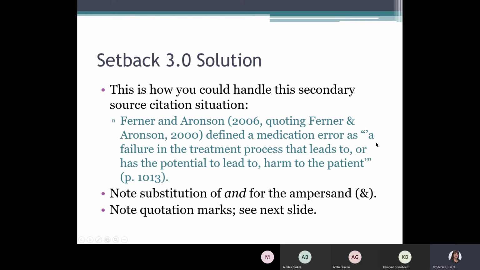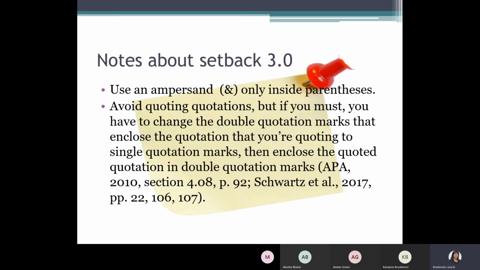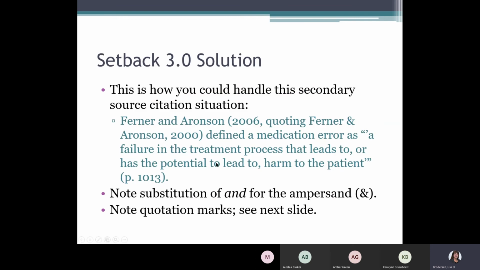All right, now I want you to pay attention to what I did with the quotation marks, because when you quote a quotation, you have to make some adjustments to the quotation marks. And in this case, you have to change the quotation marks around what you quoted to single quotes, and then you have to add your own double quotation marks around that. And my suggestion is that you should always avoid quoting a quotation, okay? Because you might as well go get the primary source and quote it directly. And it just gets messy and awkward to quote a quotation.